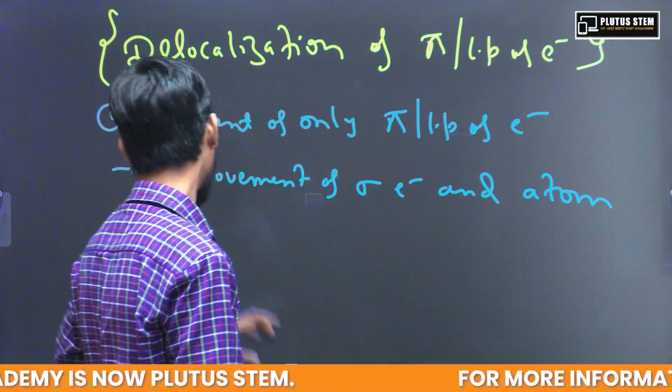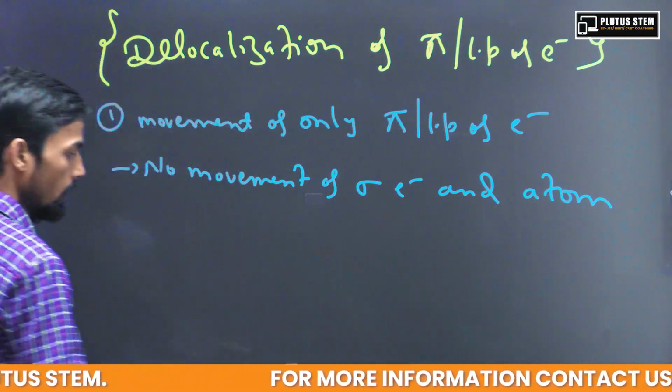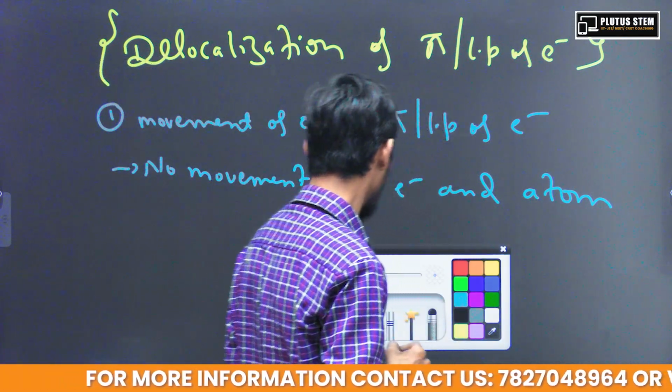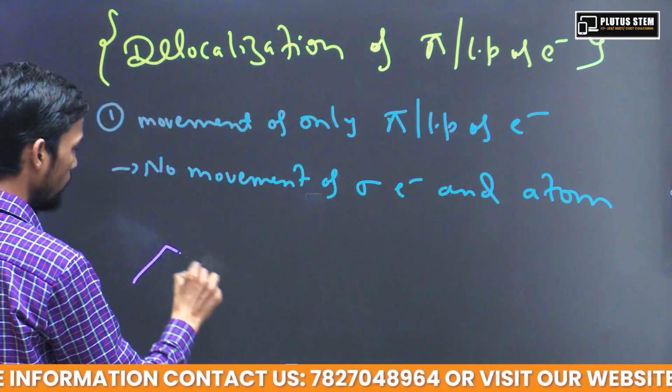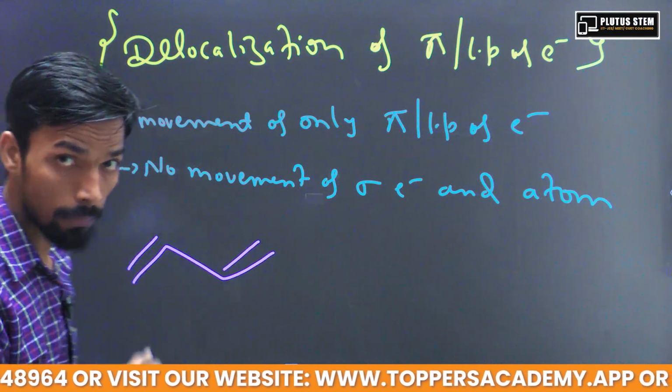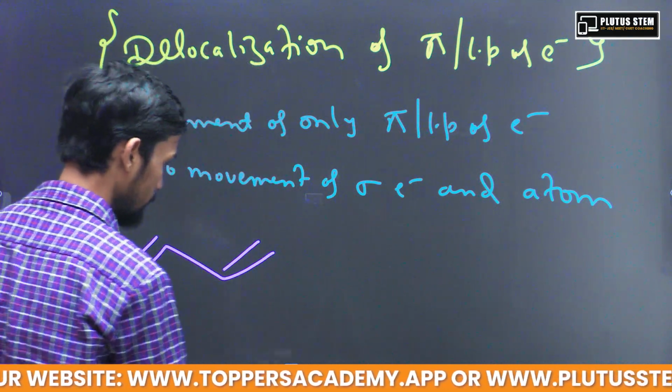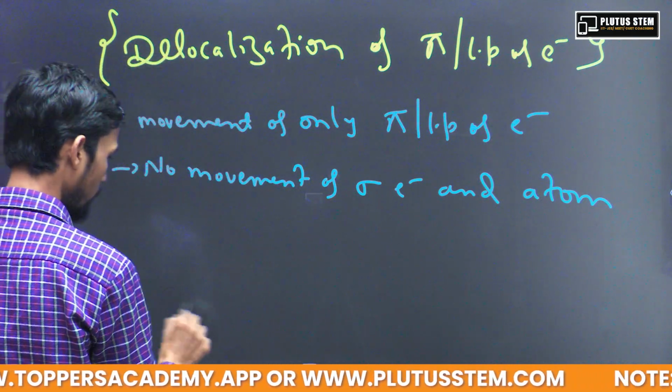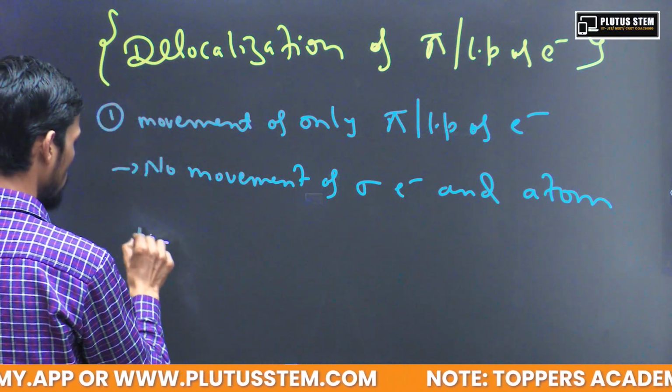So what is the difference between 1 and 2? I will show you with a simple example. If we have a molecule like this, better will be like this.